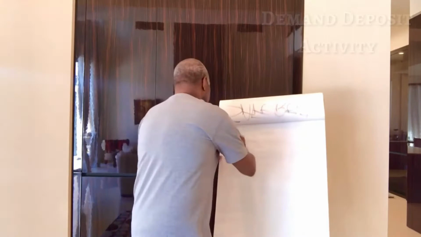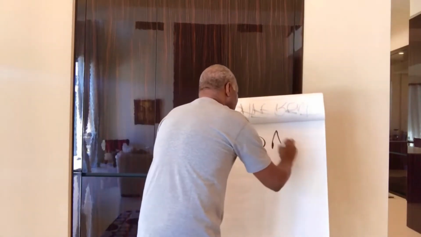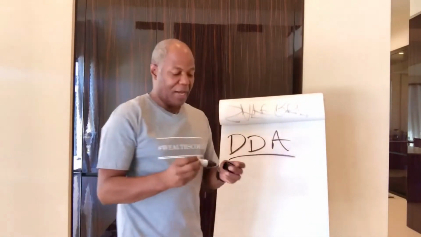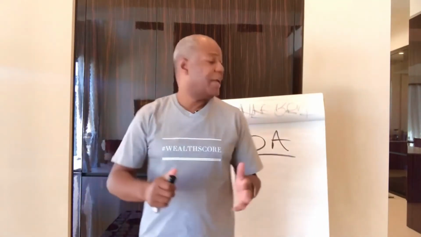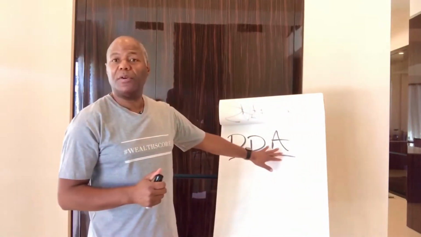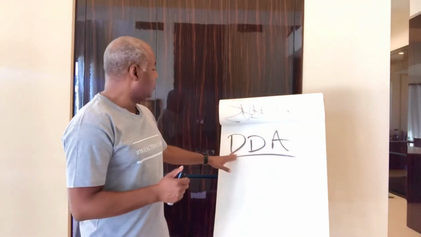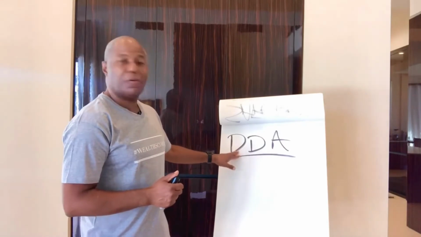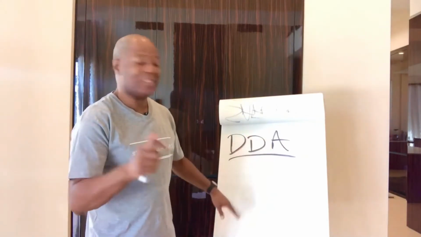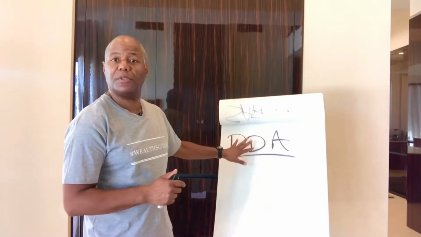Let's discuss your demand deposit activity. It's called your DDA. The demand deposit activity is a banking activity report that shows all your deposits. All your deposit activity. The creditors will demand this information from the credit bureaus. Yes, this comes from the credit bureaus.